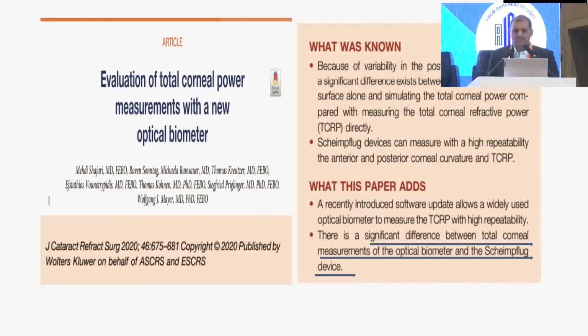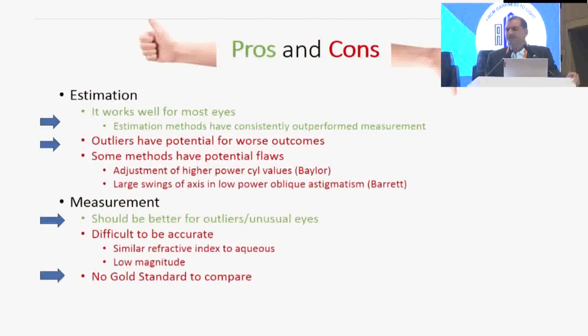So this is another study which shows a significant difference between the total corneal power measurement by the optical biometry and the same way Simflux devices. So the similarities are not there. There is no universality between different machines. So the estimation works very well in most of the eyes, but outliers have a very bad outcome. And when we consider it as a measurement, it works better for the outliers, but there is no gold standard to compare the total astigmatism power of the cornea between different machines.